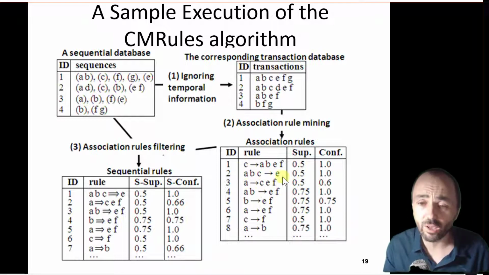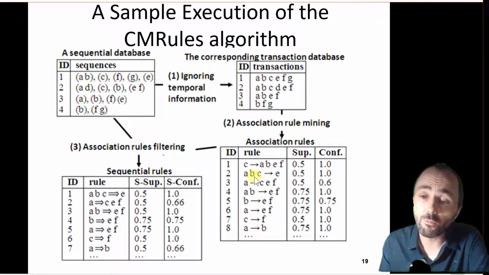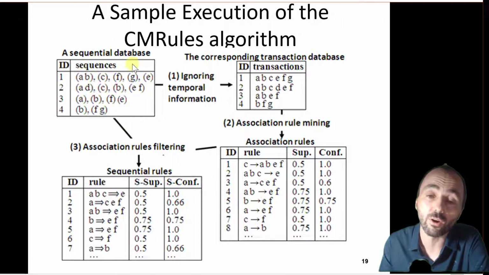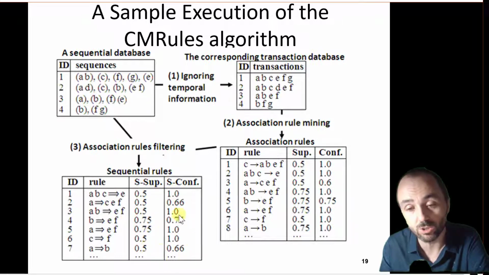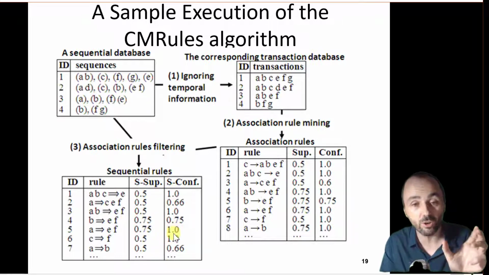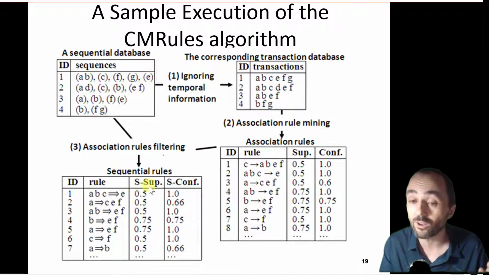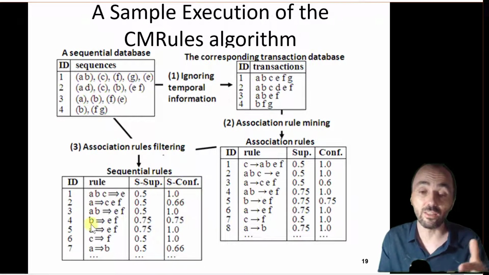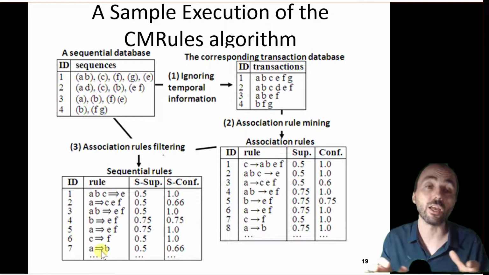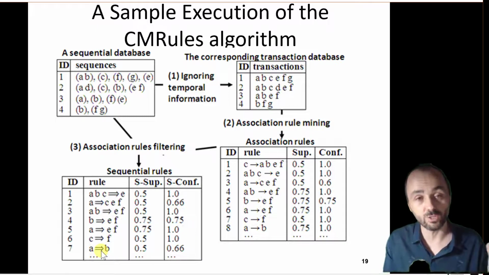And after we have done this, we compare the association rules with the sequences we had before to do the filtering. And this will allow us to calculate the real support and confidence of the sequential rules when we consider the order, okay? What we call the sequential support and sequential confidence. And this will give us the set of sequential rules in the end.